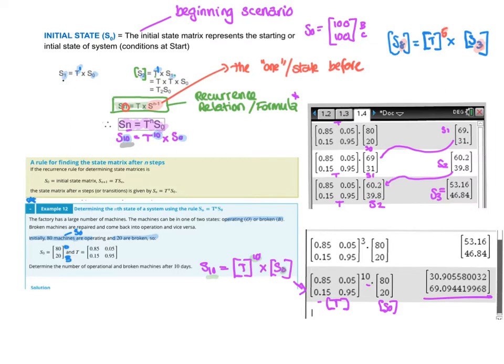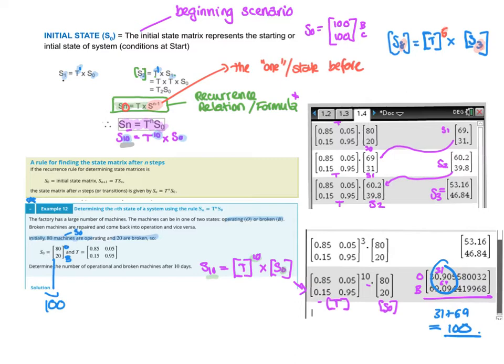What this tells me, I'm going to round it off. I'm going to say there was 31 operating machines, and I'm going to say there was 69 broken. Now, another thing to be careful of is that these numbers, 31 plus 69, should add up to your original scenario, which was 100. See how that's 100, and over here is 100, 80 plus 20. So be careful with your rounding so that you've still got the same amount.